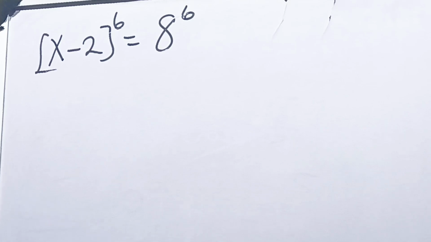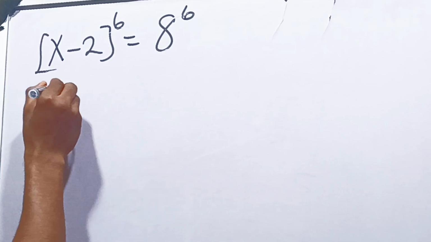Let's solve this together, okay? It says (x − 2)^6 = 8^6. We're going to solve for x in this question, okay?